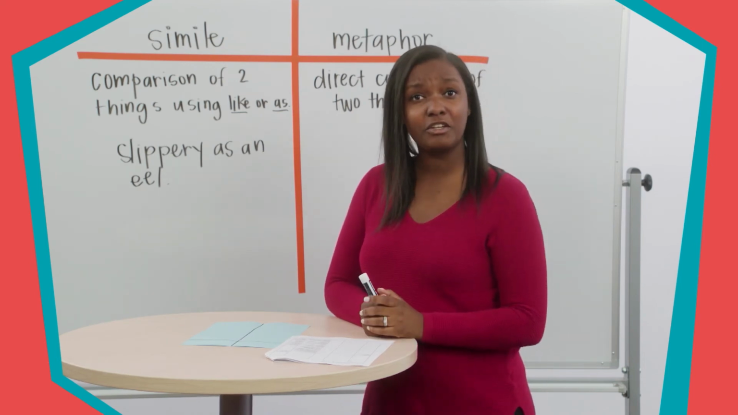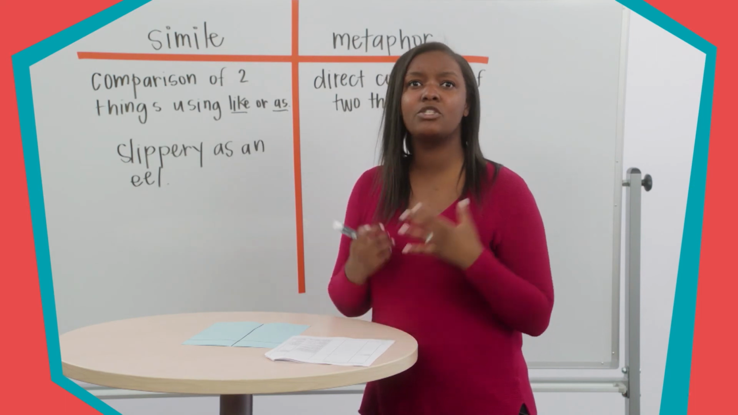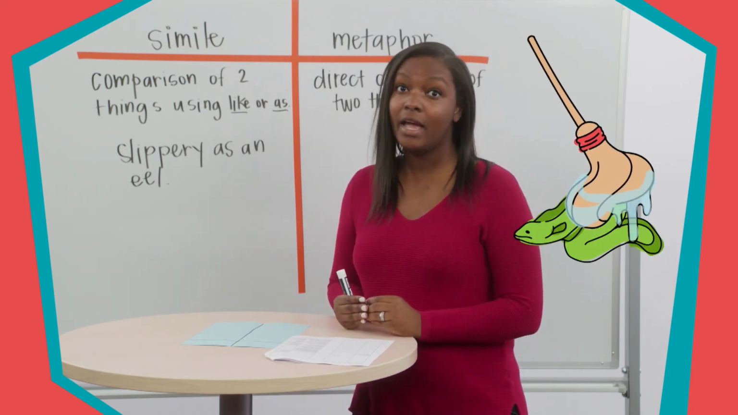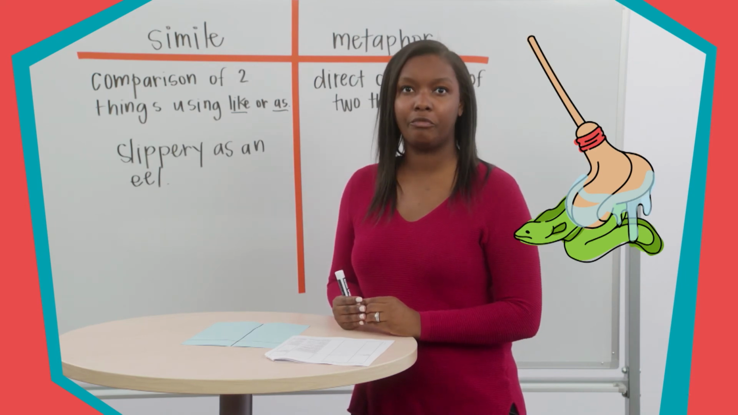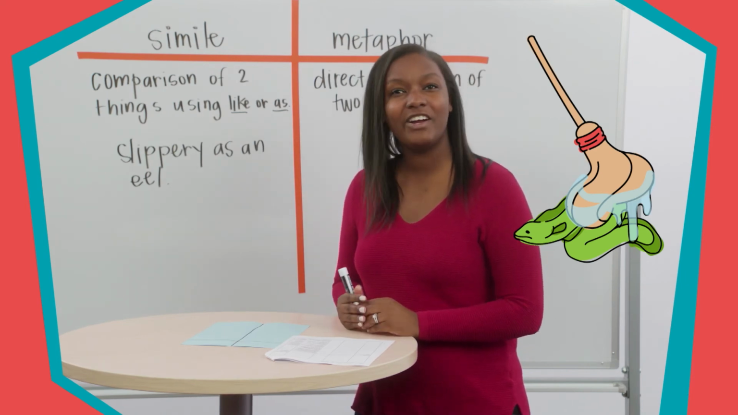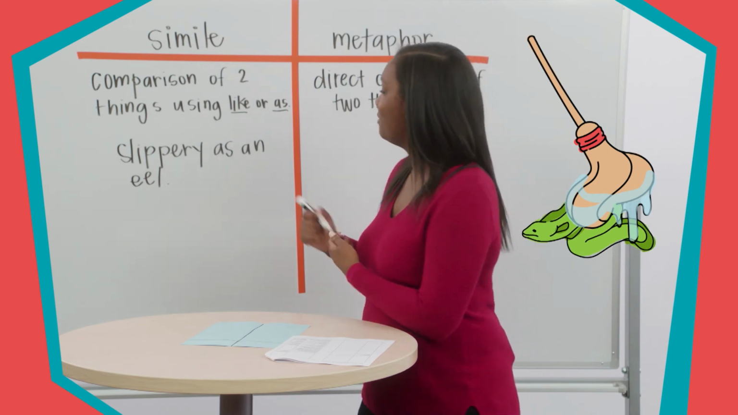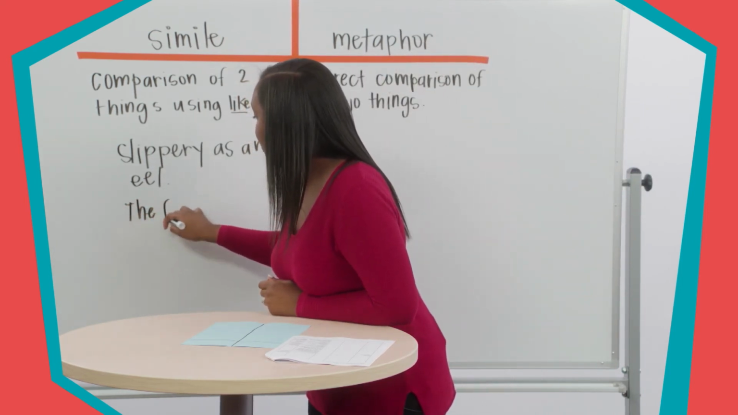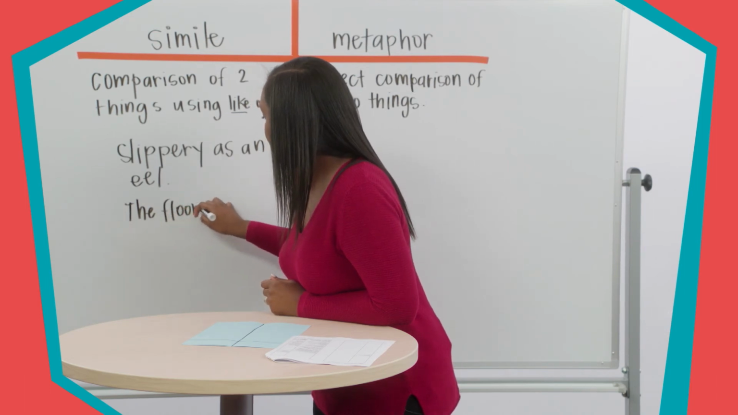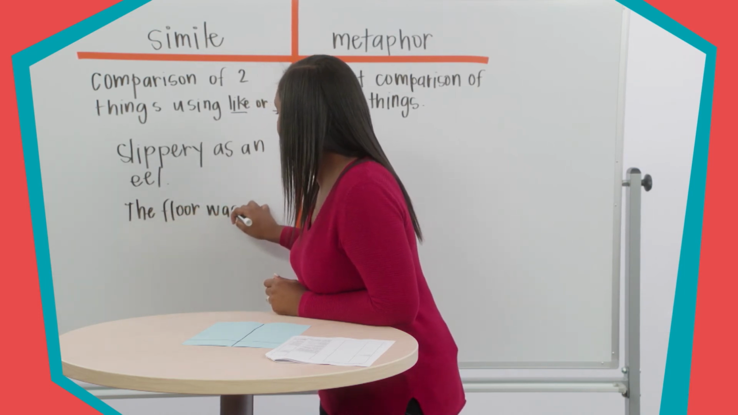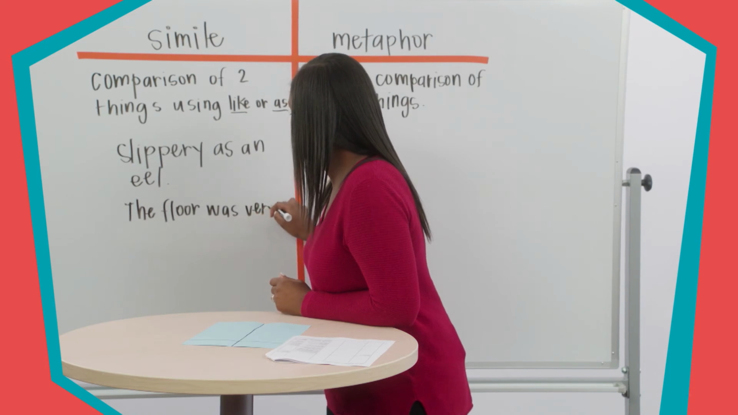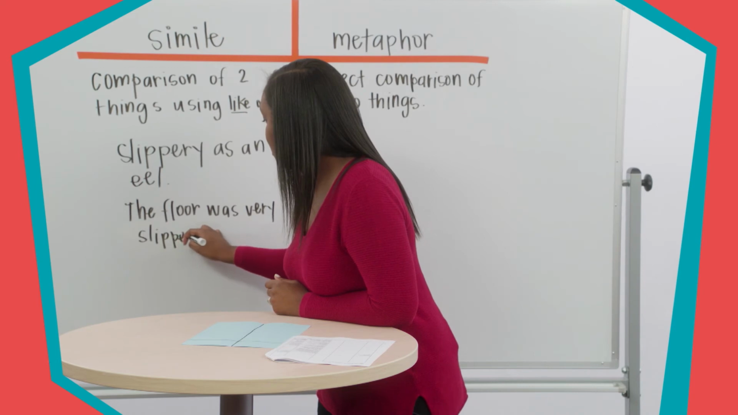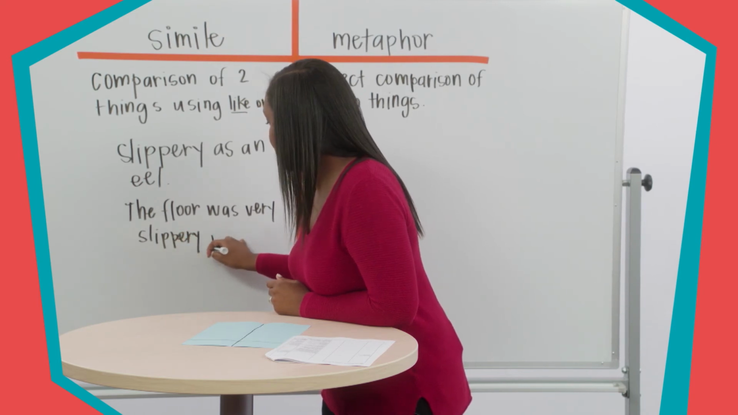Okay, nice. That's right. The floor must have been super duper slippery because eels are sea creatures that are super wet. And we know that if it is wet, it is probably really slippery. Let's add our interpretation to our T-chart. Here we go. The floor was very slippery just like an eel.